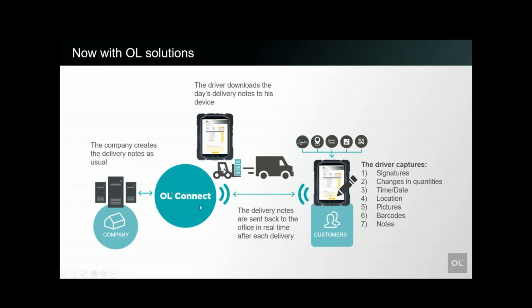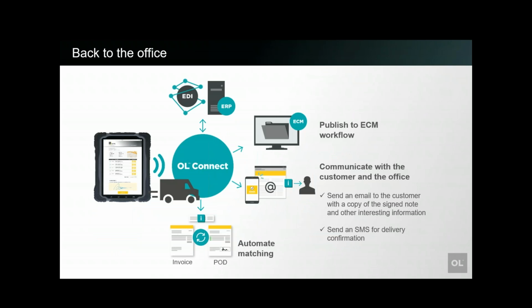So once the document is received by Connect, it's transferred to the mobile platform, to the driver who's using a mobile solution, who then goes with a tablet to the customer. He signs the information on the tablet, which is immediately sent to the ERP, to the ECM, and to the customer as a PDF attachment within an email. It can automatically produce invoices or proof of delivery documents, or merge these documents within the existing system.